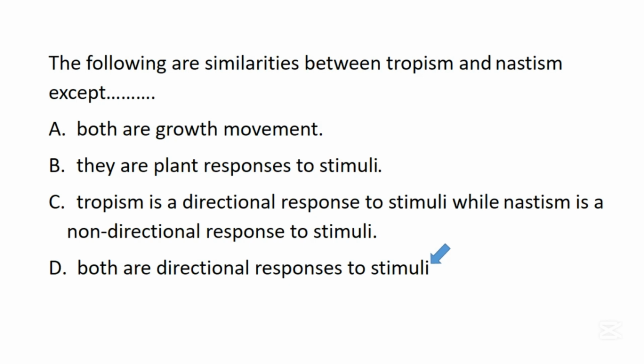So, in the options we have here, A, B, C, all these things are similarities between tropism and nastism, excluding option D.